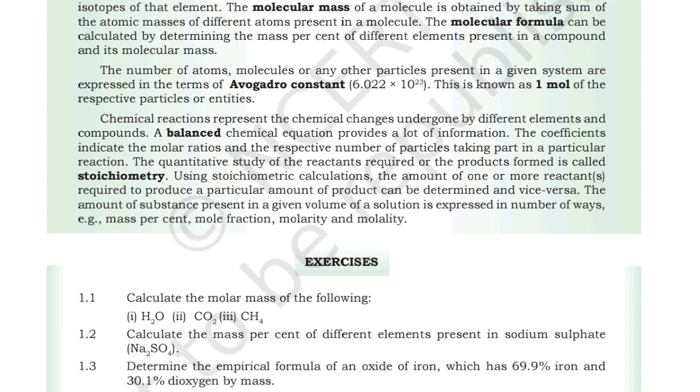Chemical reactions represent the chemical changes undergone by different elements and compounds. A balanced chemical equation provides a lot of information. The coefficients indicate the molar ratios and the respective number of particles taking part in a particular reaction. The quantitative study of the reactants required or the products formed is called stoichiometry. Using stoichiometric calculations, the amount of one or more reactants required to produce a particular amount of product can be determined and vice versa. The amount of substance present in a given volume of a solution is expressed in a number of ways. Example: mass percent, mole fraction, molarity, molality, etc.